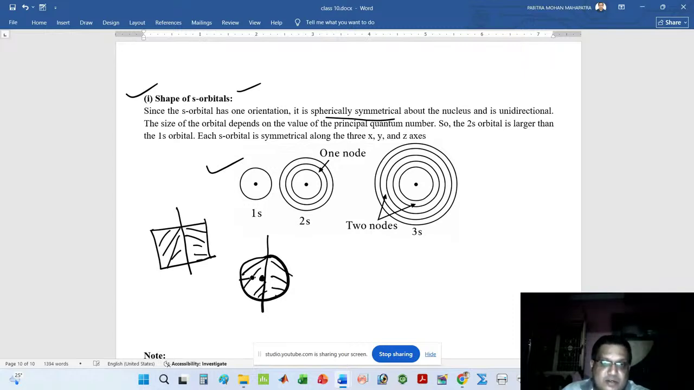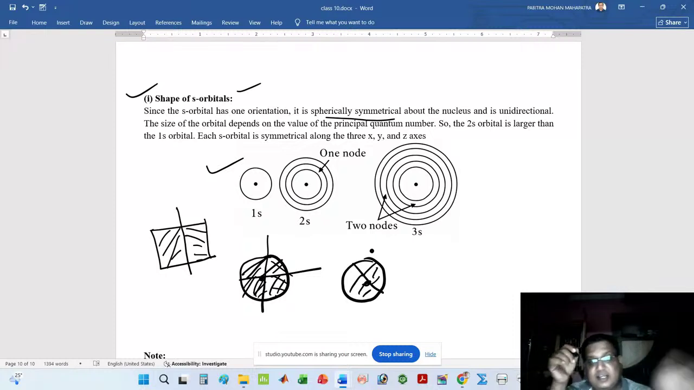Suppose someone cuts like here, then the upper part is equal to the bottom part. Suppose this is the nucleus, and someone cuts like this, then this part is equal to this part. You can cut the sphere in any direction, and you will get symmetrical portions.